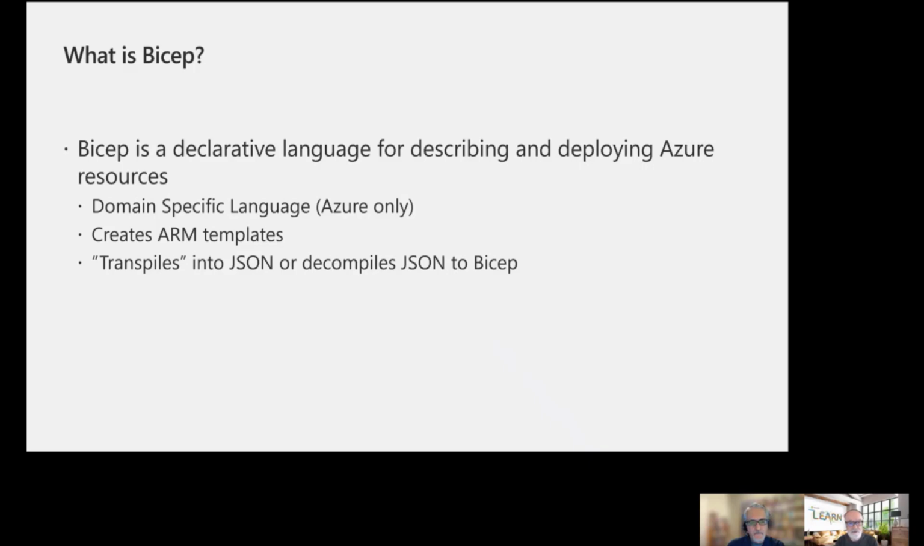It's not our version of Terraform, which is what you're probably still going to use if you're doing cross multi-cloud work. Its goal is to create ARM templates. ARM templates are still underneath JavaScript Object Notation, but as you and I both know, JSON is not really what I would call a programming language.